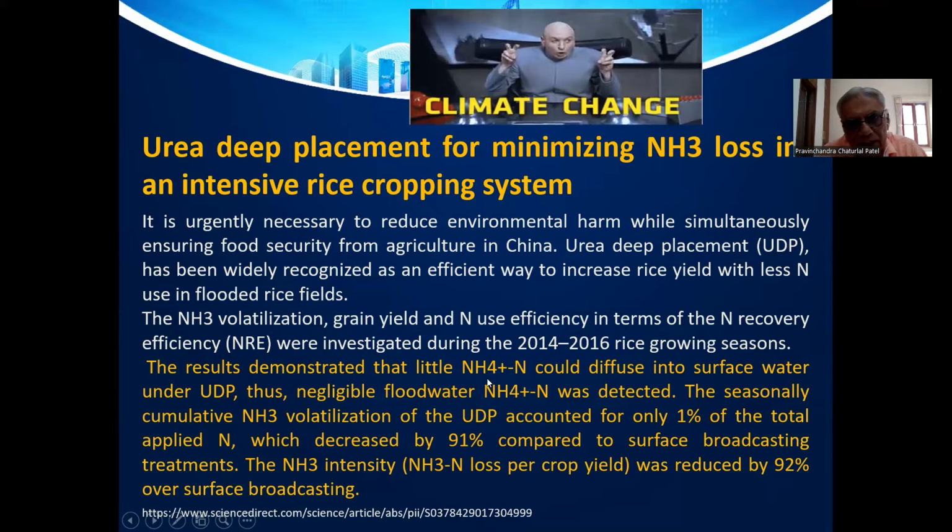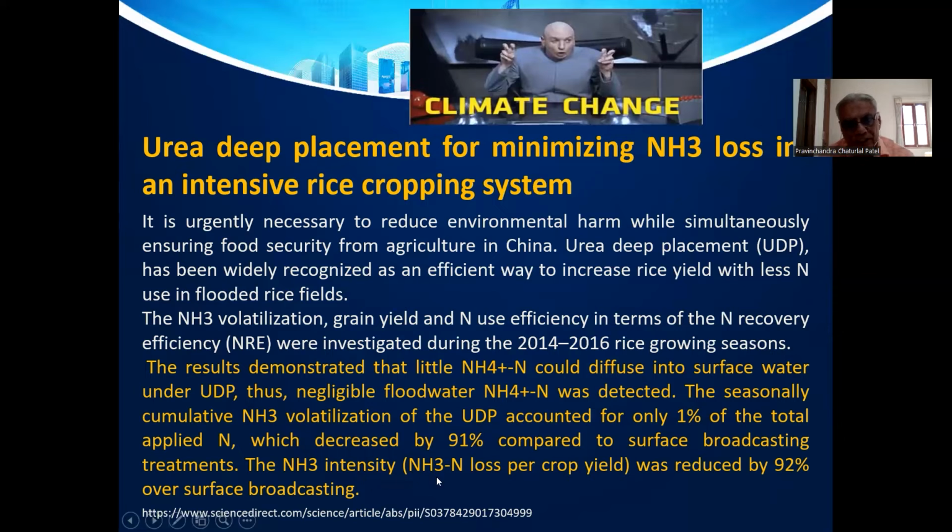The results demonstrated that little ammonium nitrogen could diffuse into surface water under UDP, thus negligible flood water ammonia nitrogen was detected. The seasonally cumulative ammonia volatilization of the UDP accounted for only 1% of the total applied nitrogen, which decreased by 91% compared to surface broadcasting. So here you can see the efficiency. As compared to surface broadcasting, here we can reduce the urea quantity.